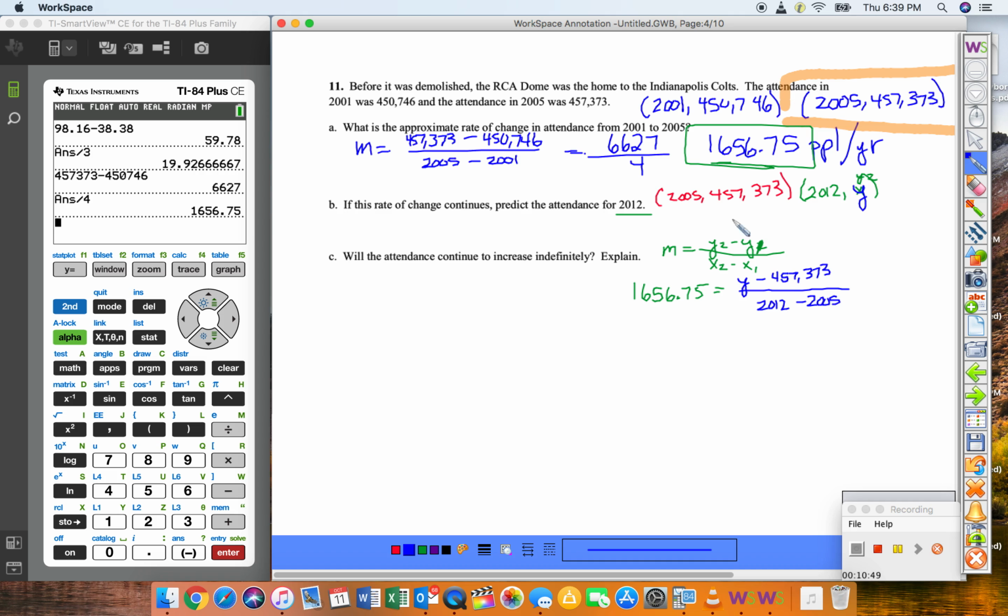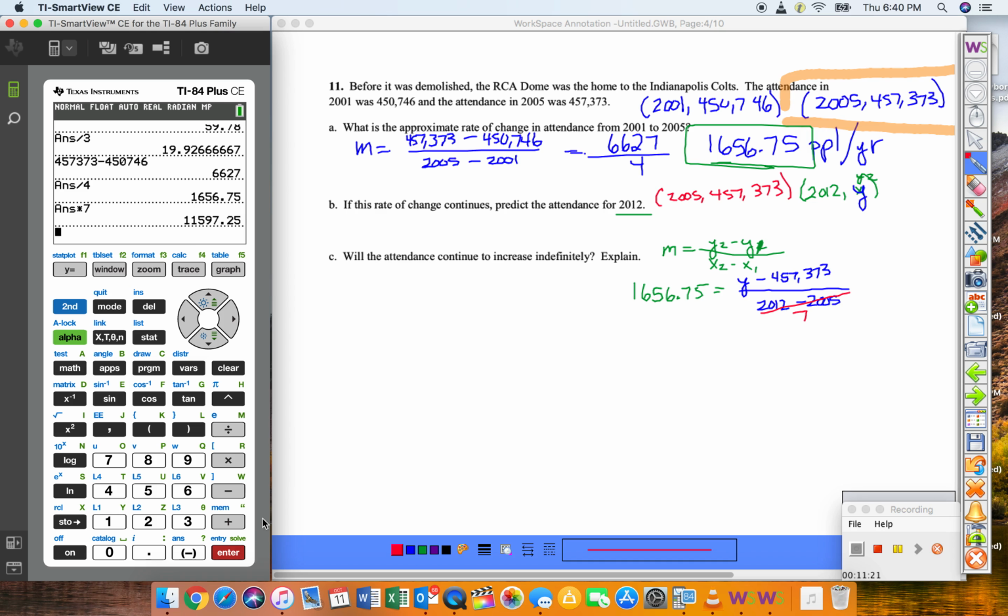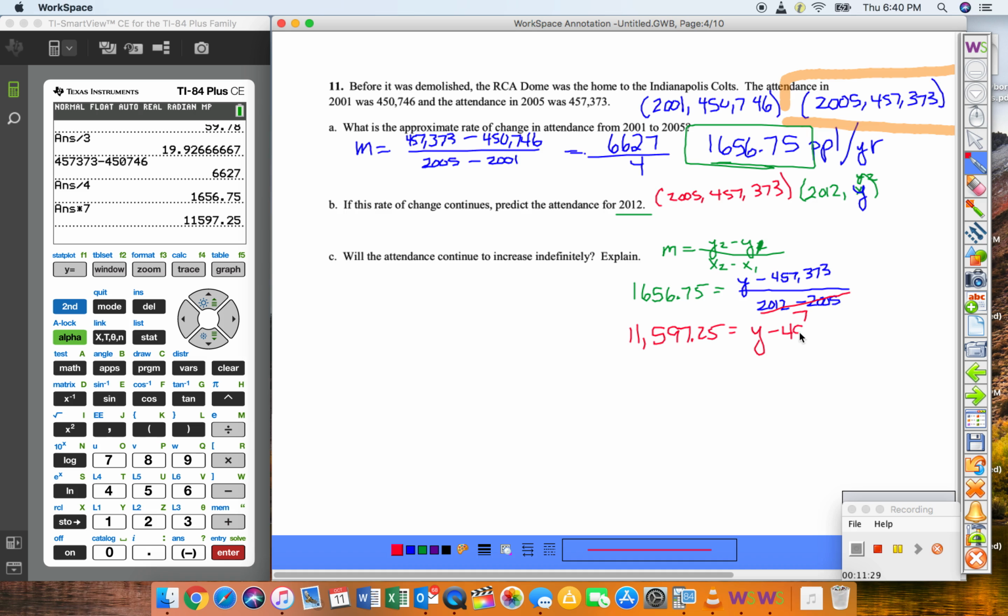So what we'll do next, all I did was substitute that in. I knew the slope. Here's y2, which we just called y. Here's y1, x2, x1. I'm going to clean this up right here. I'm going to scratch out 2012 minus 2005 and just call him a 7, because that's what that turns out to be. So we do a little cleanup right there. And now we're trying to solve for y. Well, we got this nasty old fraction. What we need to do is just get rid of this, divide by 7 by multiplying by 7. So we'll take that 1656.75 and take him times 7. And I get 11,597.25 equals y minus 457,373.